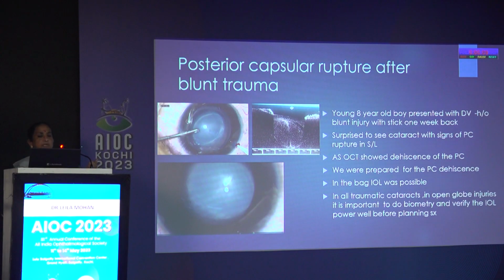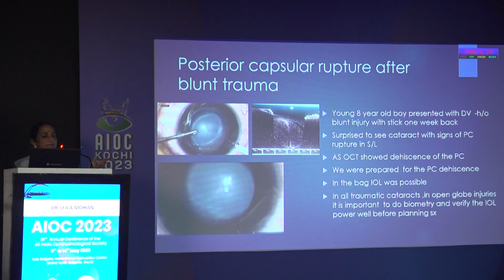This young 8-year-old boy presented with defective vision after a blunt injury, and we saw that there is a posterior capsular dehiscence. ASOCT also showed this. You can see the posterior capsular dehiscence here. And we were prepared for the PC dehiscence, and often if they come later, there is a fibrotic posterior capsular dehiscence, so they don't give way.